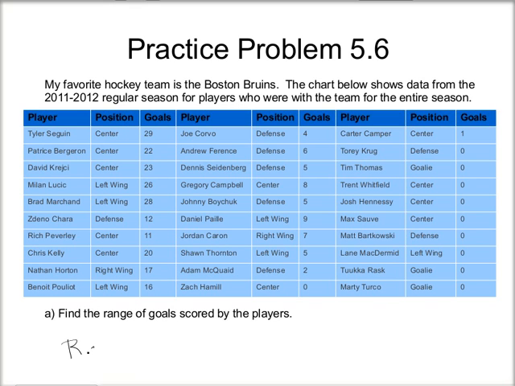So remember that range is equal to the maximum number of goals scored minus the minimum number of goals scored. And my maximum number of goals scored is 29 goals scored by Tyler Seguin. And my minimum, I've got a bunch of players who scored 0 goals, so 0 is going to be my minimum. And 29 minus 0 is just 29, so my range is 29 goals.